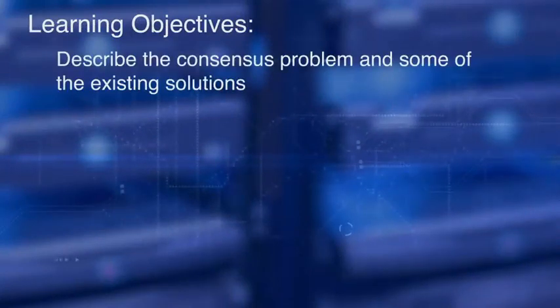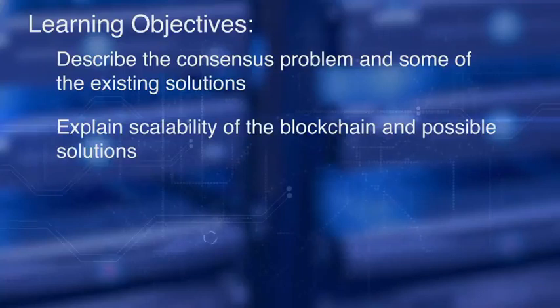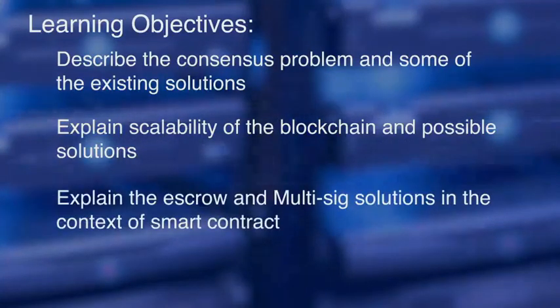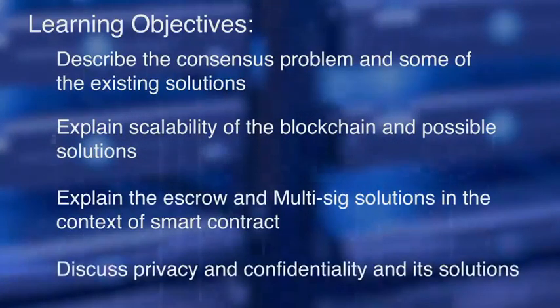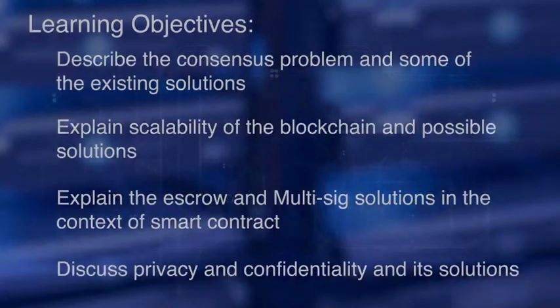On completion of the module, you will be able to describe the consensus problem and some of the existing solutions, explain scalability of the blockchain and possible solutions, explain the escrow and multi-sig solutions in the context of smart contract, and discuss privacy and confidentiality and its solutions.